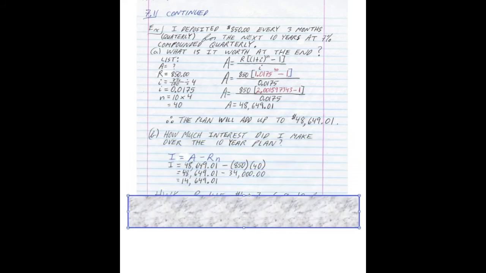How much of that was interest? Well, let's take a look. A minus R times N. So this R times N tells me how much money I put in. I put in $34,000 in 10 years. That's not bad, because the bank is putting in $14,649.01. See it? So if you plan an annuity correctly, you can build up your money fairly quickly.